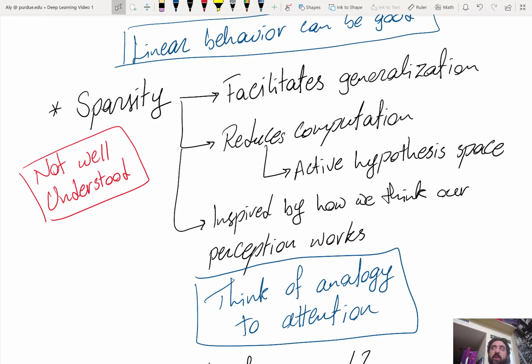So this sparsity is not very well understood theoretically, but it seems to persist that good networks that deliver good performance have sparse hidden layers. Now, because there is no theoretical justification, we will discuss the intuition behind it. Sparsity can facilitate generalization and reduce computation.